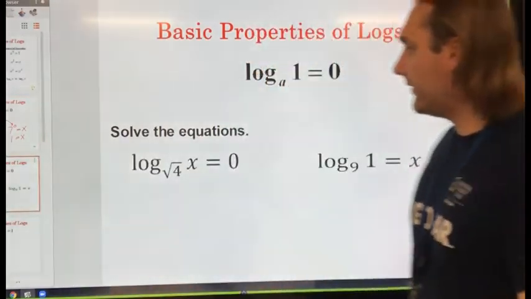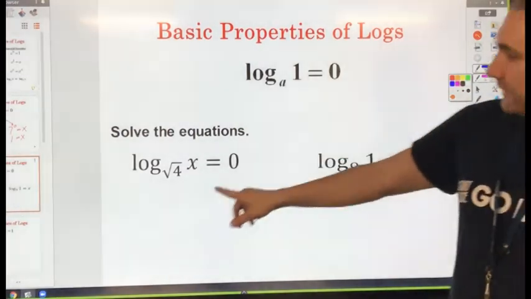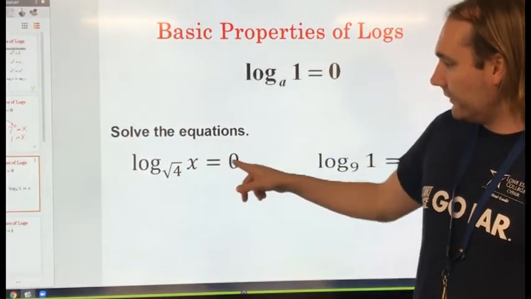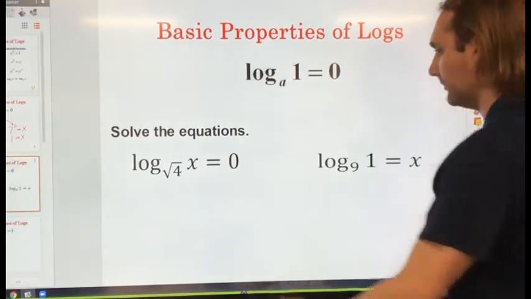Let me have you use that same property and solve these two equations. Log base square root of 4 of x equals 0, and log base 9 of 1 equals x. Solve for x. I'll give you a few seconds. You should be able to, right? If you're using this expression, log base square root of 4 of x equals 0, well, my log is equal to 0, so what's x? 1.